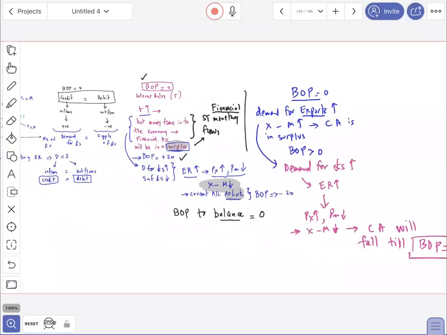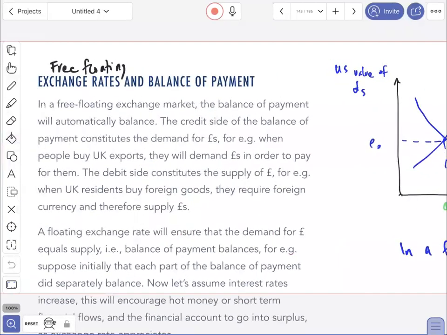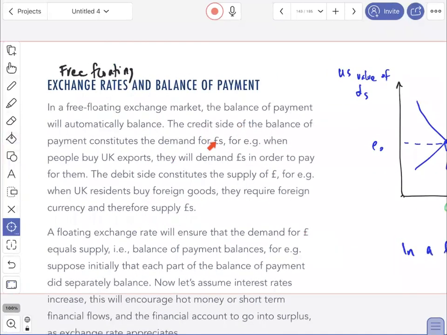So I wrote this here. Let's go back to our notes. That in a free floating exchange rate, the balance of payment would automatically balance. The credit side of the balance of payment constitutes the demand for pounds, because it's all the money inflows.